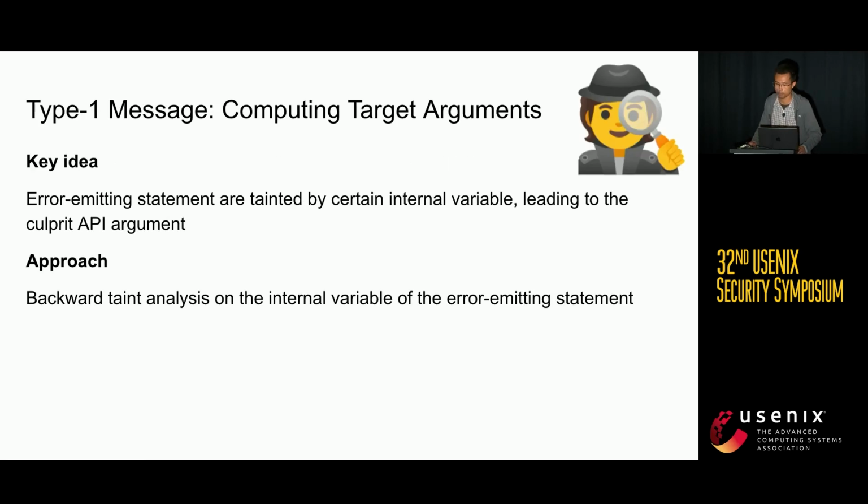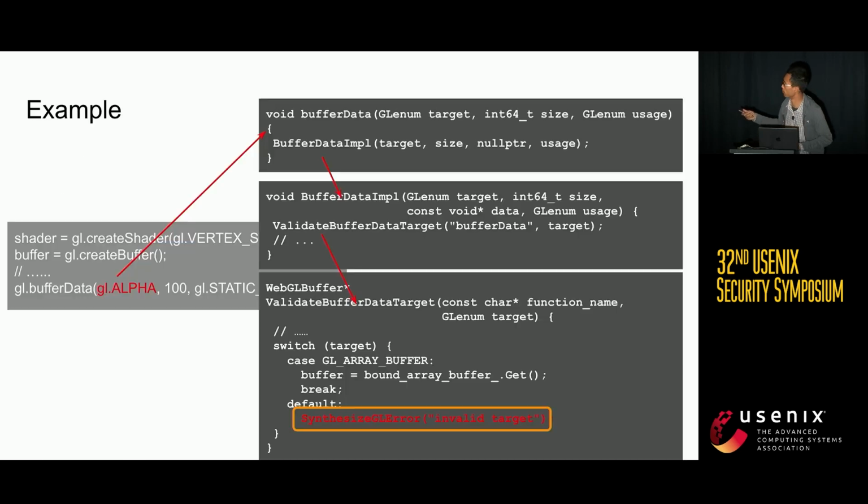To construct a mutating rule for type 1 error message, we need to infer the incorrect parameter. The key idea is that the code that emits the type 1 error message is usually triggered by a check on certain internal variable. So our approach is a backward taint analysis. I will illustrate this idea using an example. Here we have seen the GL buffer data has wrong arguments. The first argument is incorrect. It will pass to this.